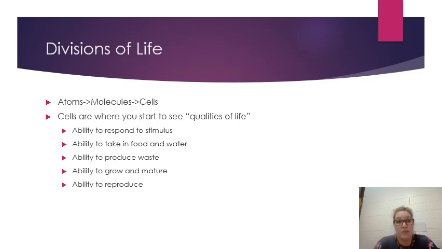Life has certain divisions. The very smallest form of life is going to be an atom. A combination of atoms turns into molecules, and a combination of molecules makes a cell. So cells are where you start to see the first qualities of life. Cells are able to respond to stimulus, so if you push it, it can push back. They have the ability to take in food and water, ability to produce waste, grow and mature, and ability to reproduce. These are all considered to be signs of life.